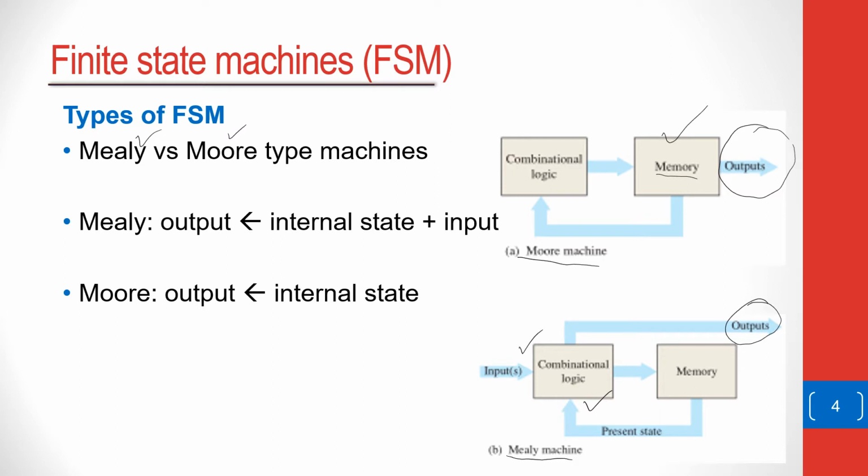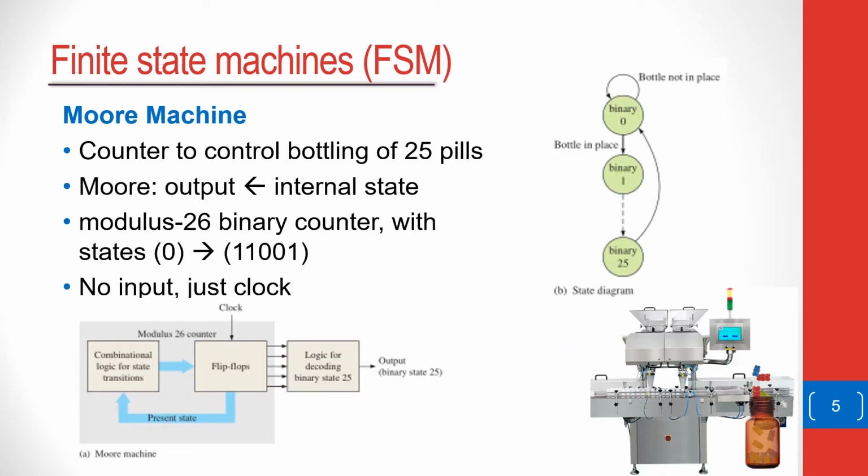Both of these finite state machines have the same structure: memory in combination with combinational logic. But the difference is that for the Mealy machine, the output is determined by both the internal state plus the input, whereas for the Moore machine, the output is simply determined by the internal state. An example of a Moore machine would be a counter. Remember, a Moore machine is a machine whereby the output is merely determined by the present state.